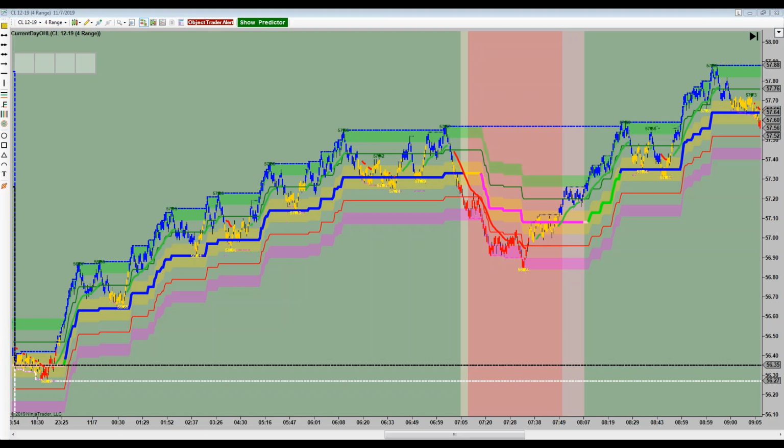Time's up. Up. The trend is up. Starting from over here, the background is green. The bars are predominantly blue. The mid-band and all the bands are stair-stepping up. You're taking out fresh highs with each push higher.